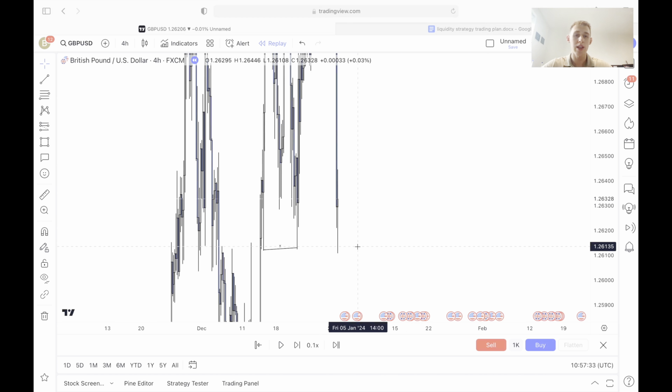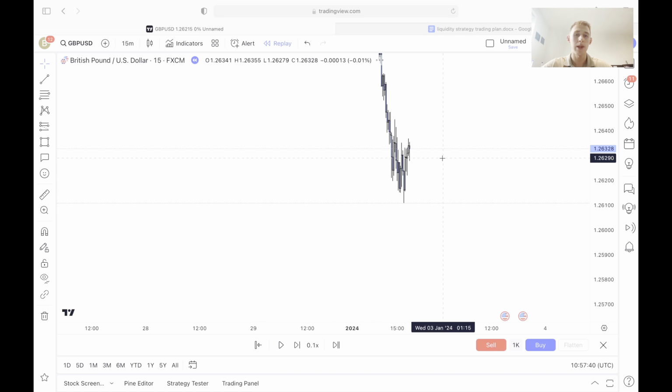So as soon as we see this, where price sweeps the liquidity on the 4 hour, we go over once again to the 15 minute.